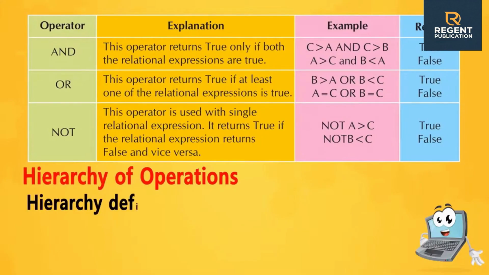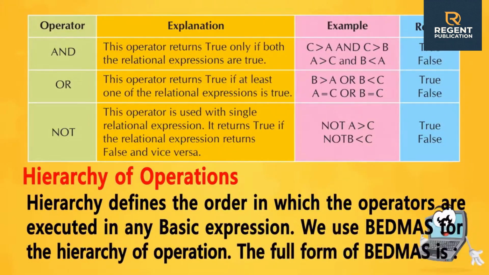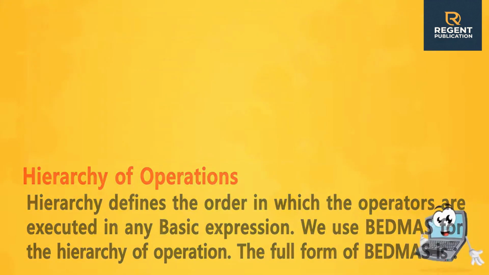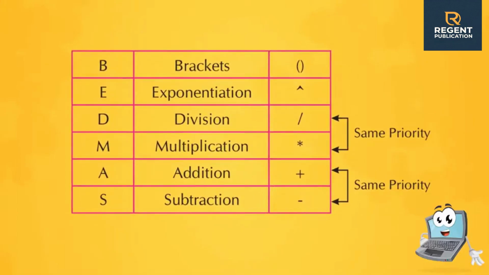Hierarchy of operations. The hierarchy defines the order in which the operators are executed in any basic expression. We use BEDMAS for the hierarchy of operation. The full form of BEDMAS is: B, brackets; E, exponentiation; D, division; M, multiplication; A, addition; S, subtraction.